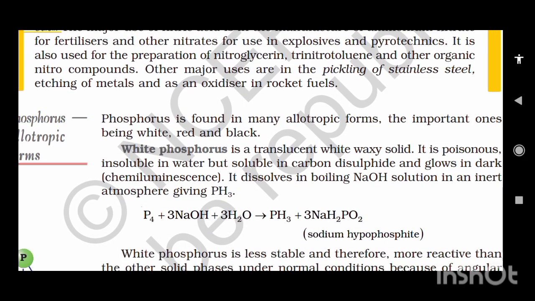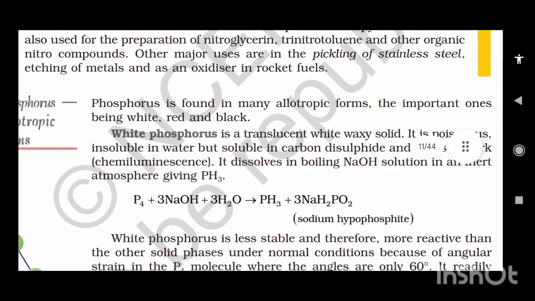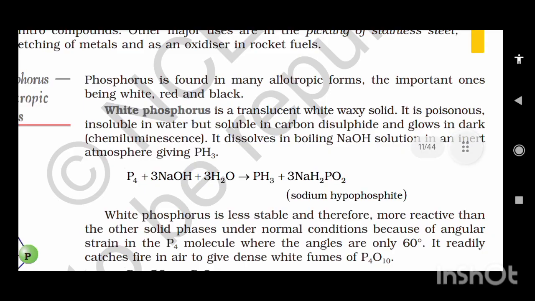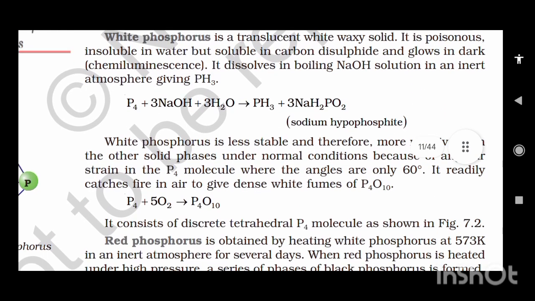Phosphorus is found in many allotropic forms, the important ones being white, red and black. White phosphorus is a translucent white solid. It is poisonous, insoluble in water but soluble in carbon disulfide and glows in the dark. It dissolves in boiling NaOH solution in an inert atmosphere giving phosphine.